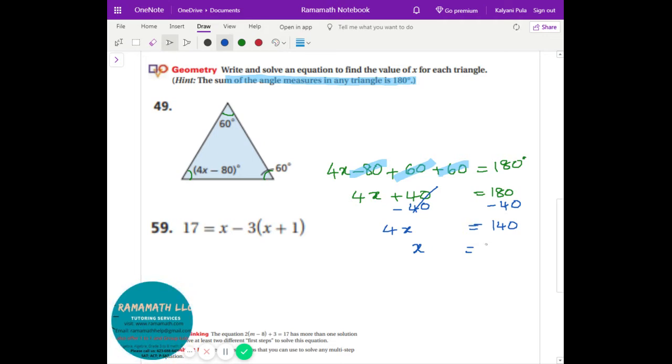35. Okay, so the x value is 35. Are we asking for the x value? Yes, that is asking for the x value. Okay. So you guys understand this one, how to do this.